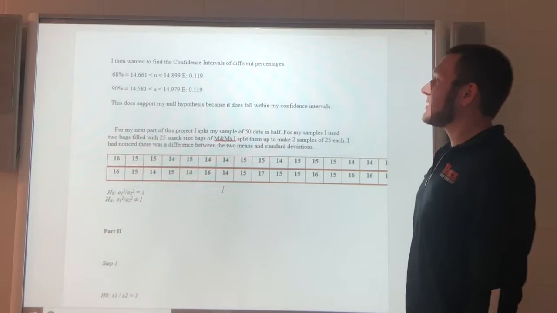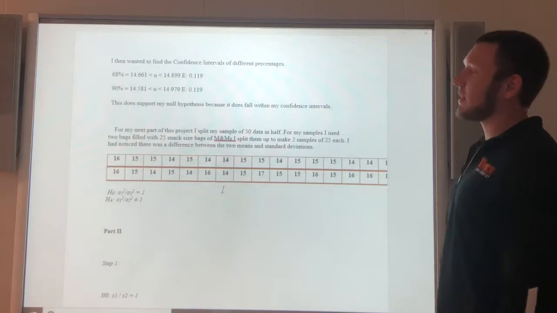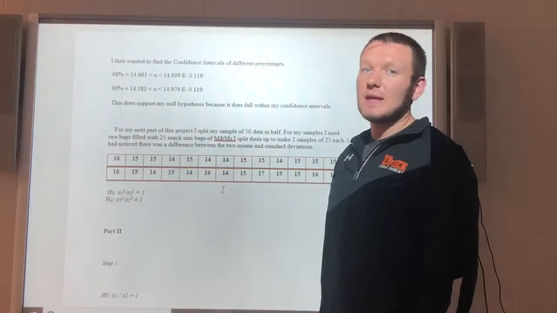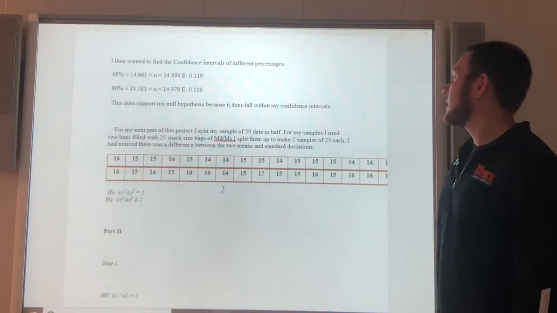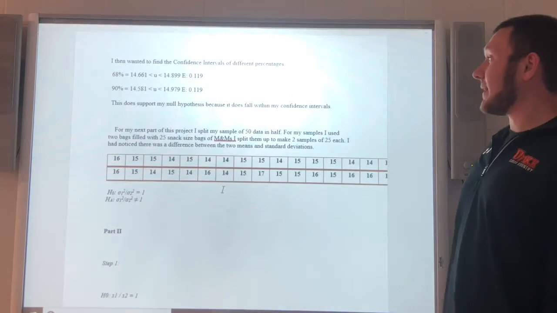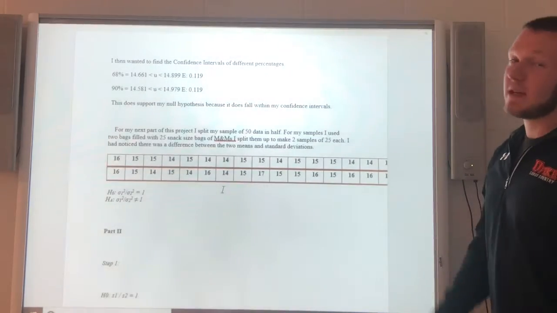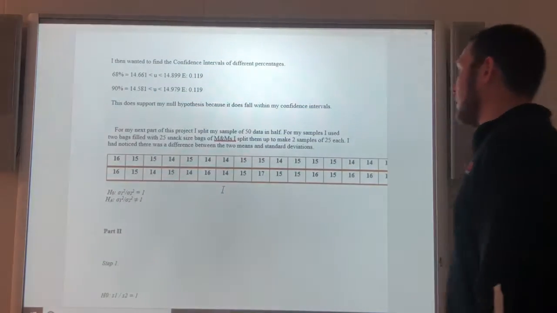For my next part of this project, I will split the 50 sample sizes in half. So I will use 25 snack size bags in 2 different baggies. The only thing I got out of that was I did notice that there was a difference between two means and the standard deviation between both of those.